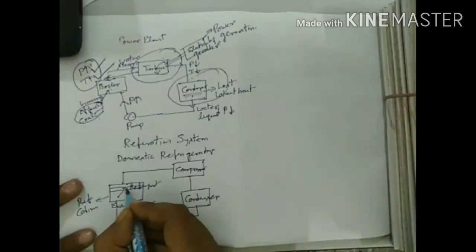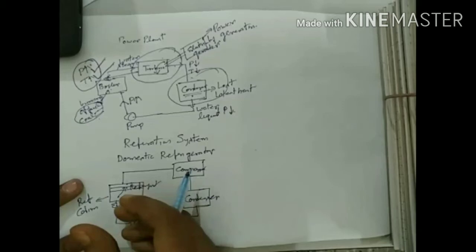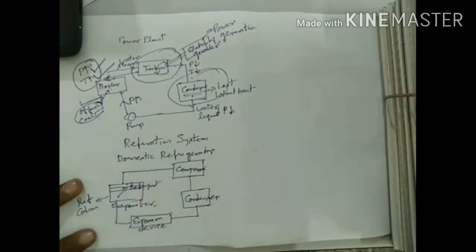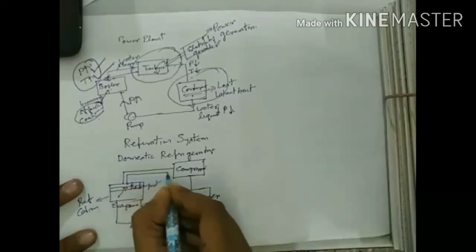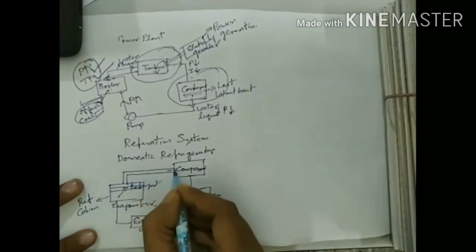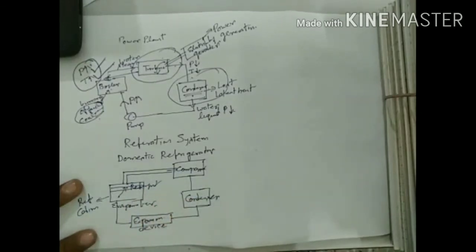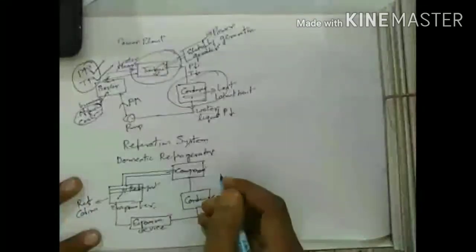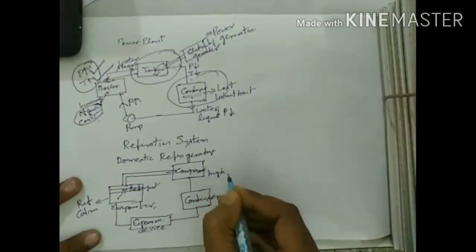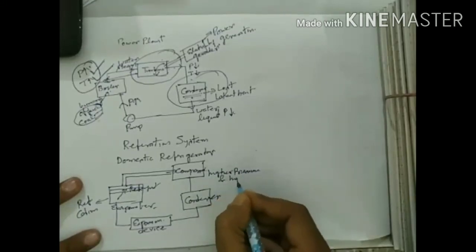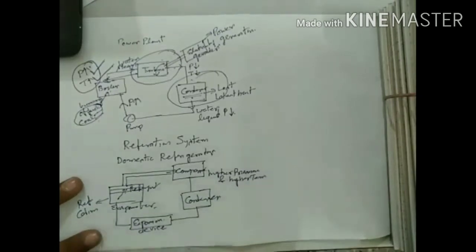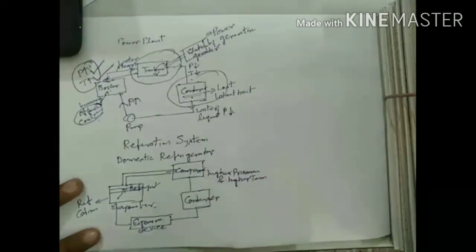After getting this heat, the refrigerant converts into the vapor state because it gets latent heat through this heat extraction process. After getting this latent heat, the refrigerant enters the compressor, where it achieves higher pressure and higher temperature condition.